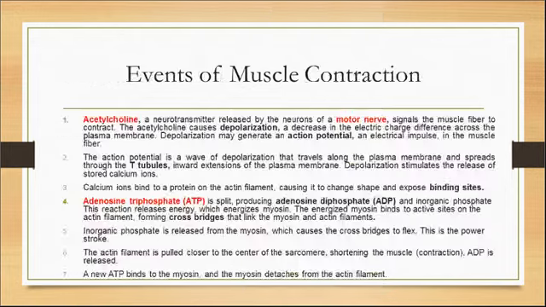Okay, next it goes through the sequence of events of a muscle contraction, and this you can definitely read from your book. But there are a couple of high points that I definitely want you to key in on. Acetylcholine is a neurotransmitter that's released by a motor neuron. That is definitely one key I want you to remember. A motor neuron, that's just a nerve that controls muscle contractions.